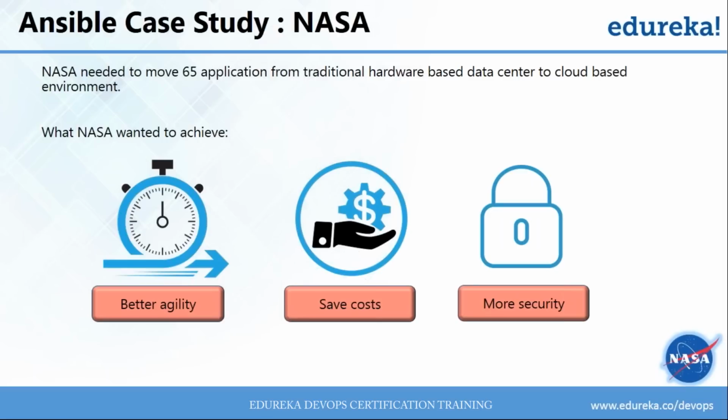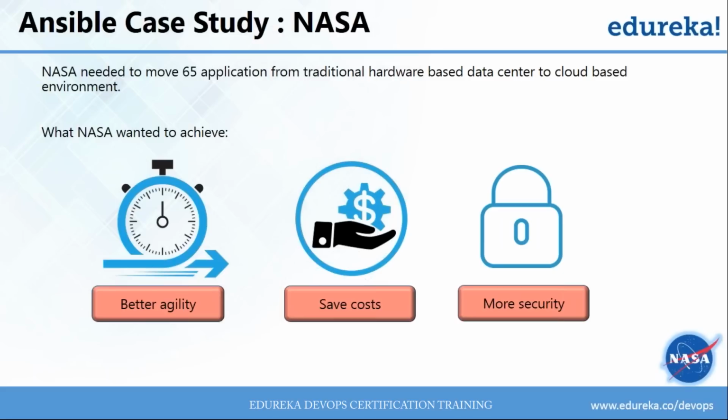But all the applications were in a traditional hardware-based data center, and they wanted to move into a cloud-based environment because they wanted better agility and they wanted better adaptive planning for that. And also they wanted to save costs because a lot of money was spent on just the maintenance of the hardware. And also they wanted more security because NASA is a government organization of the United States of America, and they hold a lot of confidential details as well for the government.